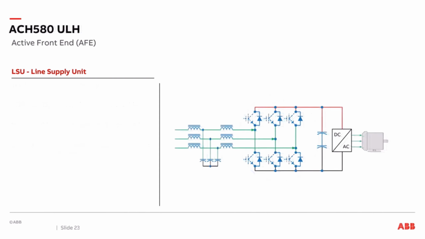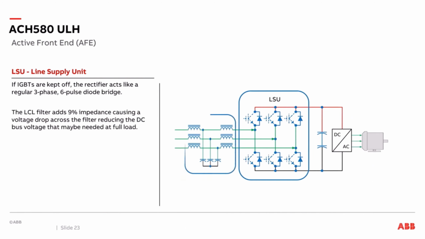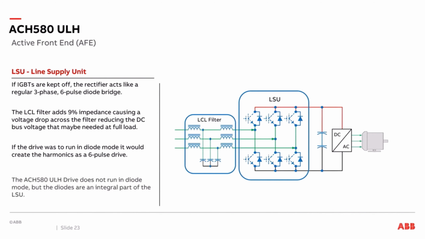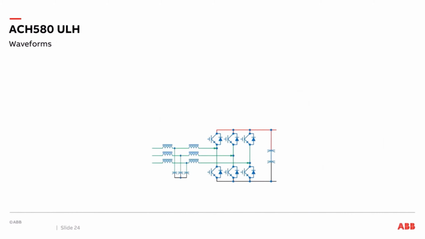Looking at the LSU line supply unit, if the IGBTs are kept off, the rectifier acts like a regular 3-phase 6-pulse diode bridge. The LCL filter adds about 9% impedance, causing a voltage drop across the filter, reducing the DC bus voltage that may be needed at full load. If the drive was to run in diode mode, it would create harmonics as if it was a 6-pulse bridge. The ACH580 drive does not run in diode mode, but the diodes are an integral part of the line supply unit. Let's look at the ACH580 waveforms.